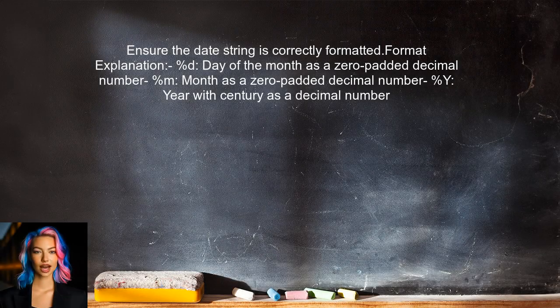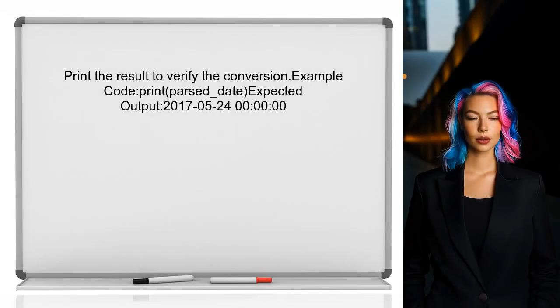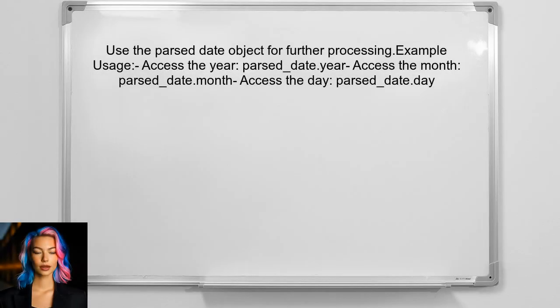Next, the user should ensure that the date string is correctly formatted. The strptime method will interpret the string based on the format provided, which in this case is day, month, and year. After parsing the date string, the user can print the result to verify that the conversion was successful. This will show the date in a standard format. Finally, the user can use the parsed date object for further processing or manipulation as needed in their application.